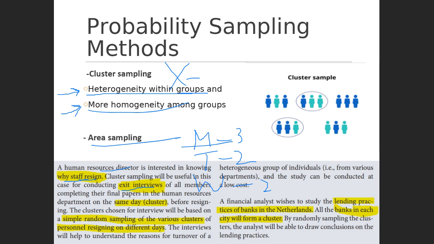So these are the three clusters. The human resource director believed that studying only a single cluster would give him or her a very good idea about why people are resigning. So he or she chooses the cluster on Tuesday, the people who resigned on Tuesday, and just by interviewing them about why they resigned and what the reasons for their resignation are, they can generalize the findings to other people about why they are resigning. So this is a very simple example of cluster sampling.